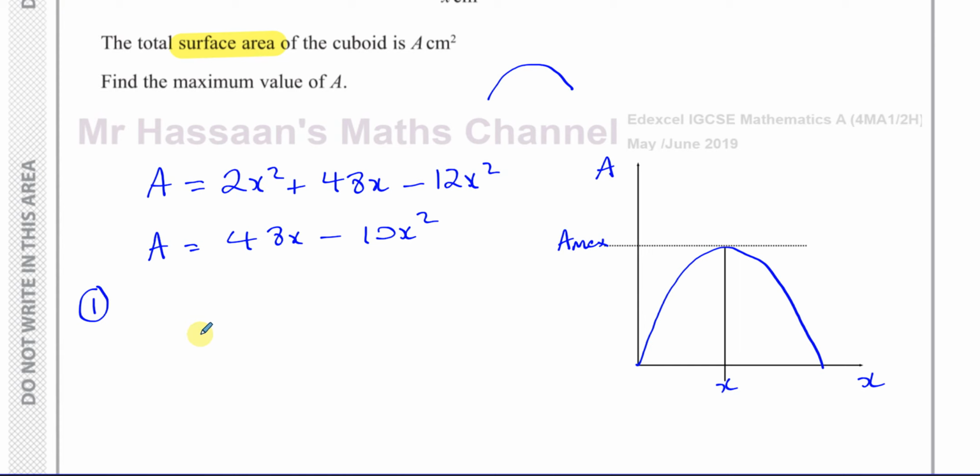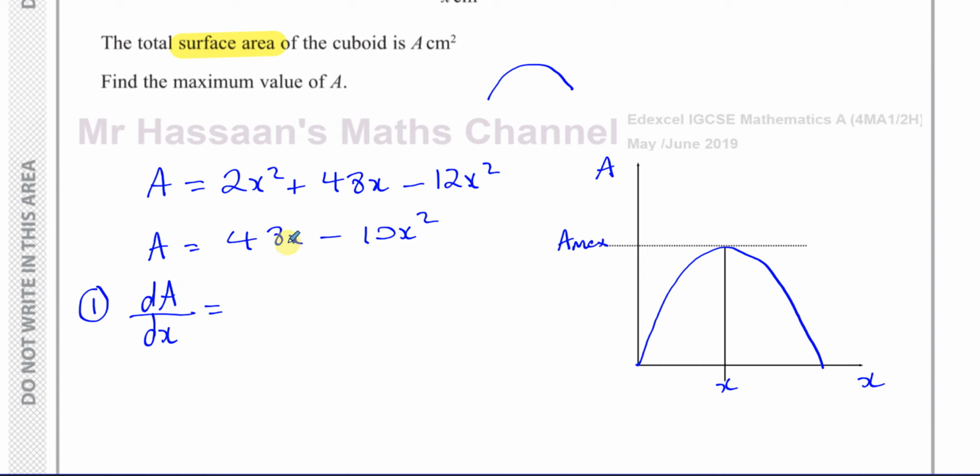Differentiation is when you find the gradient function for a function. So we find the gradient of this curve at any point, and the gradient of the curve at the point where it reaches its maximum value will be 0. Here A is in the place of what we normally have as y. So we're going to find the differential of the function A with respect to x. We're going to find dA/dx. When we differentiate this, it gives us the gradient function.